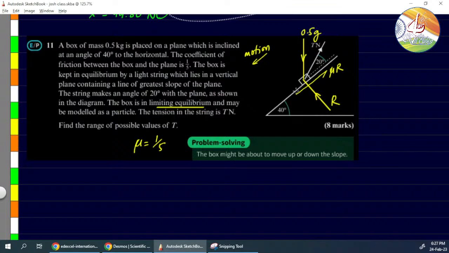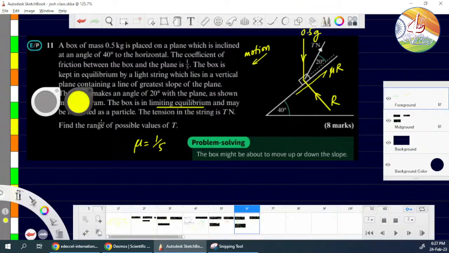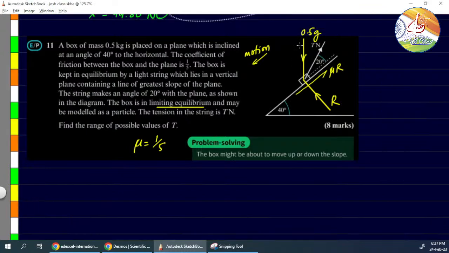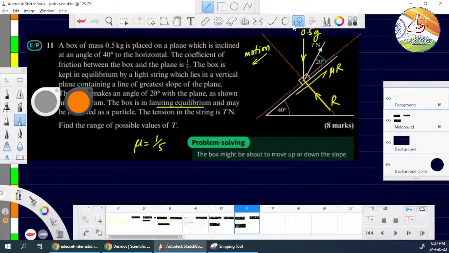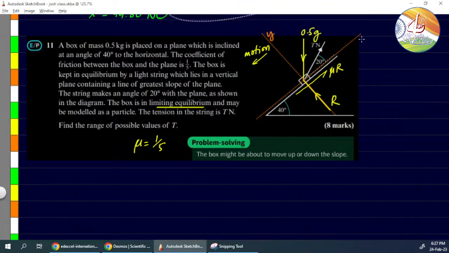So this is R. Once again, we have to take x and y directions. X will be this direction, y will be this direction. So the y direction and the x direction. This angle will be 40 degrees. This angle is given from the x direction, and all other forces are either parallel or perpendicular to the x and y axes.